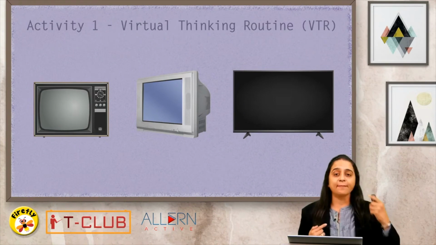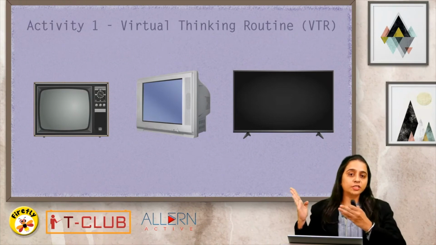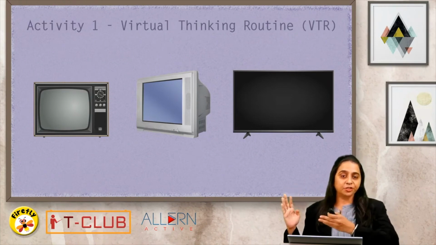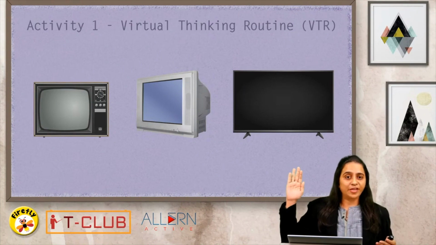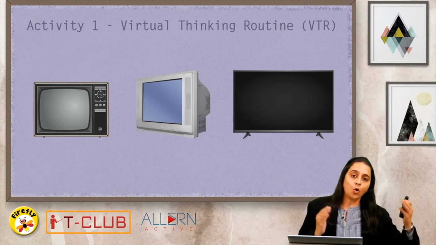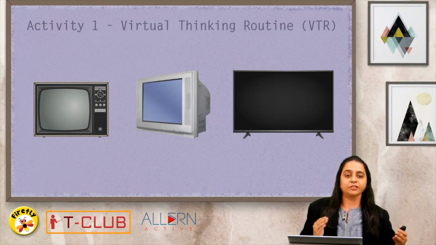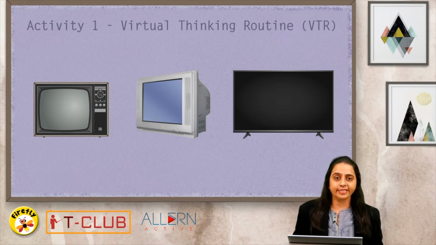Okay, the example here I'm going to share is, can you see the image? It shows the transformation of television from the past years till today. First we had black and white televisions which were very big in size, and slowly they became compact, then color televisions, and today we are using LEDs and LCDs with the best picture quality and images.